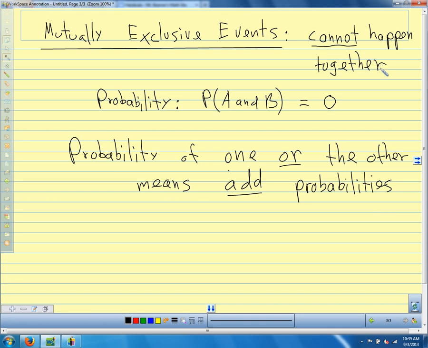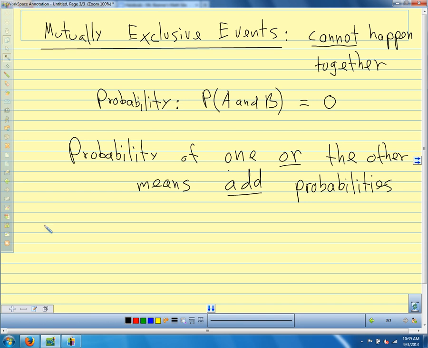So they can't happen together, but one or the other could happen. So when we have an or probability, it means add. So that's our hint for or probability: when we have an or probability, it means we add the probabilities of each part.